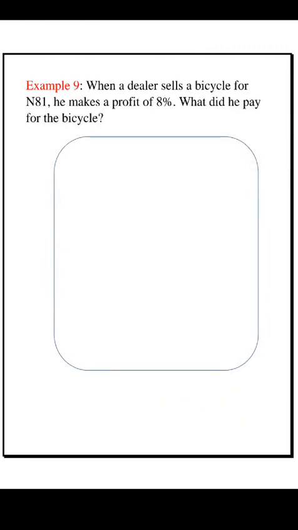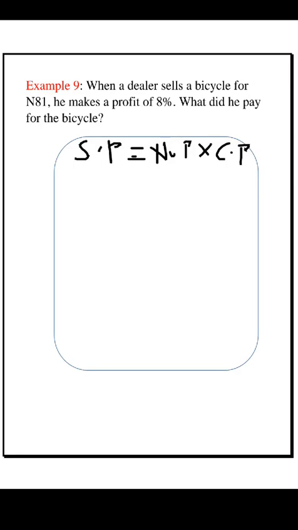We are told when a dealer sells a bicycle for 81 naira, he makes a profit of 8%. So don't forget, that means our selling price formula is going to be the new percentage times cost price. Because now this question wants me to find what did he pay for the bicycle? That is, what was his cost price?